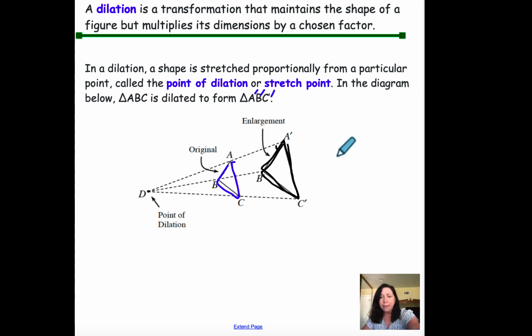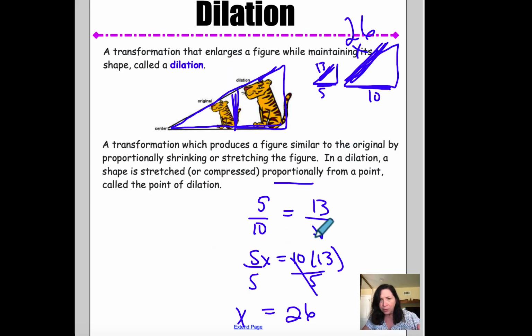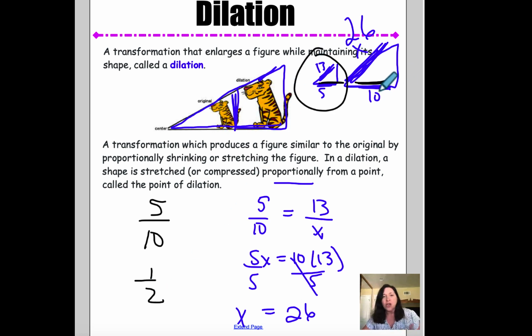If we go back to that last slide, I can make a scale factor by comparing two sides, like 5 is to 10. Well, that's a half, right? So this value here is a half of that. We dilated it down to a half, and so that dilation is a reduction instead of an enlargement.